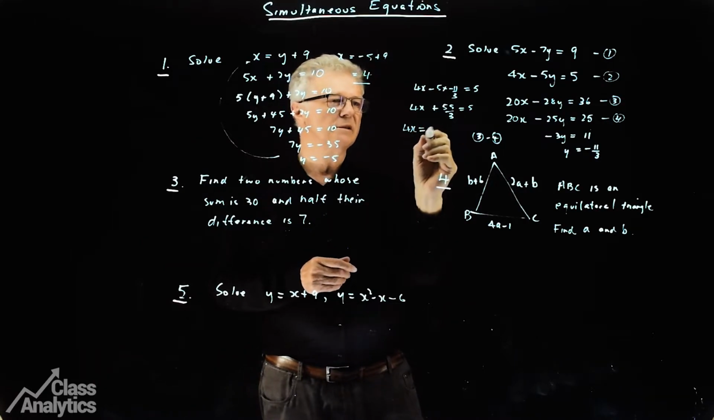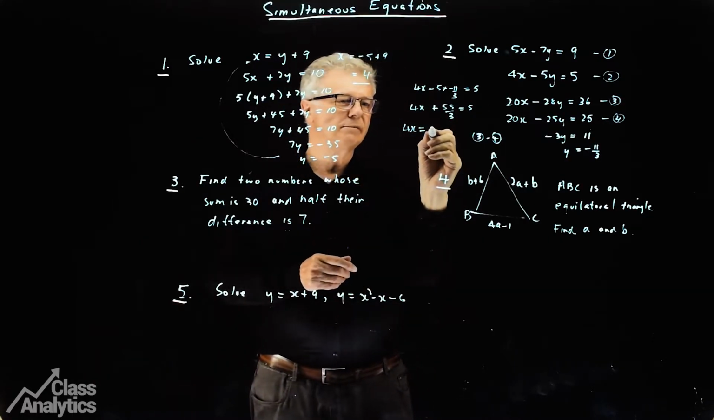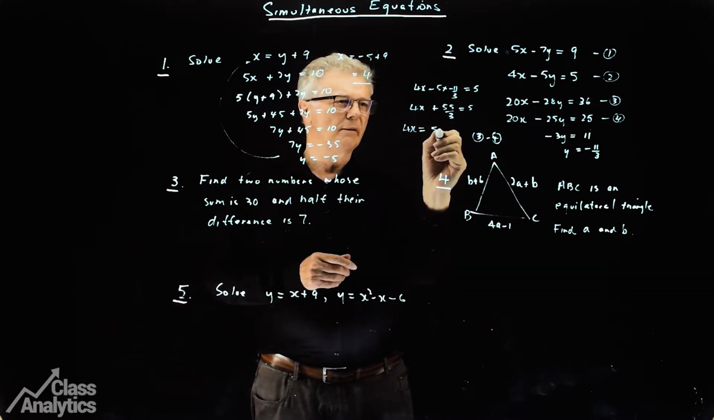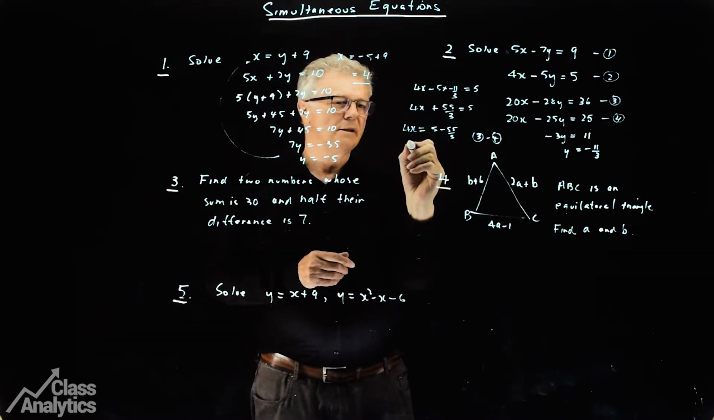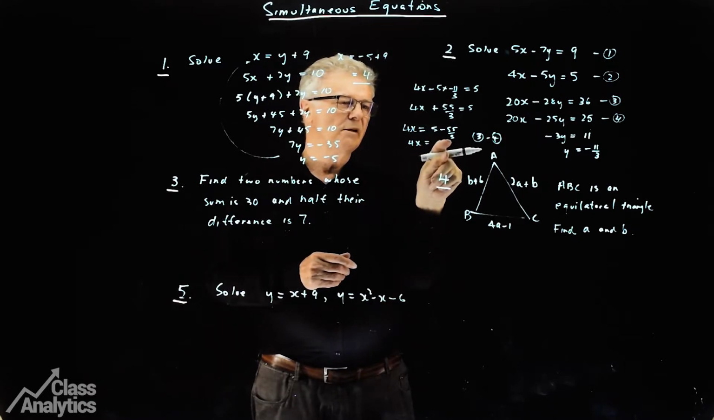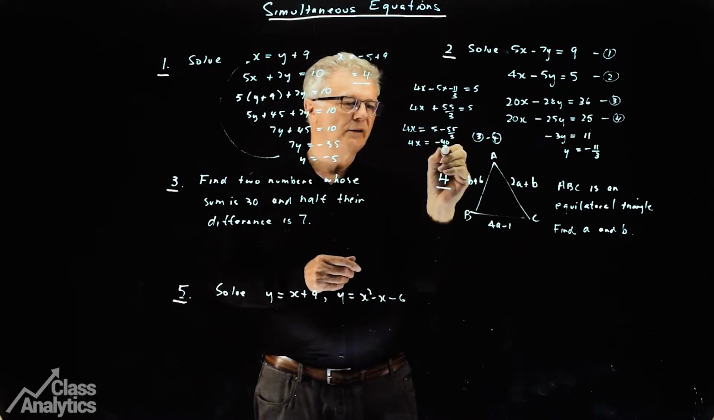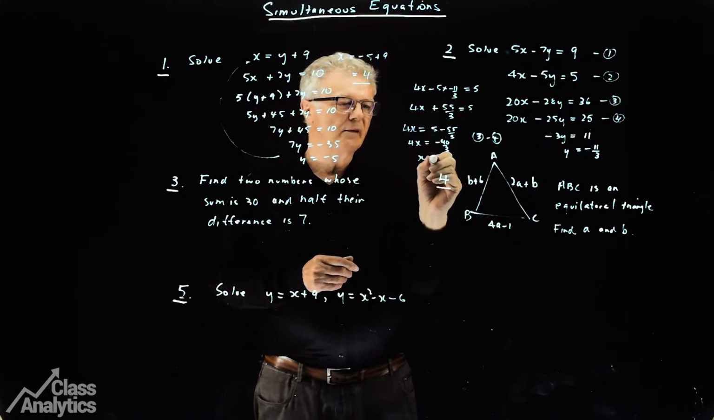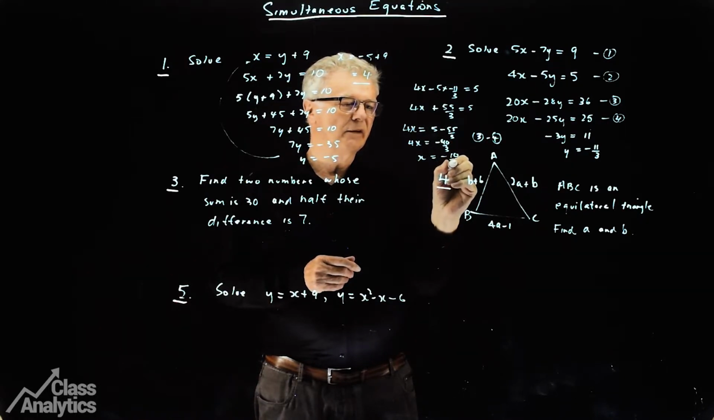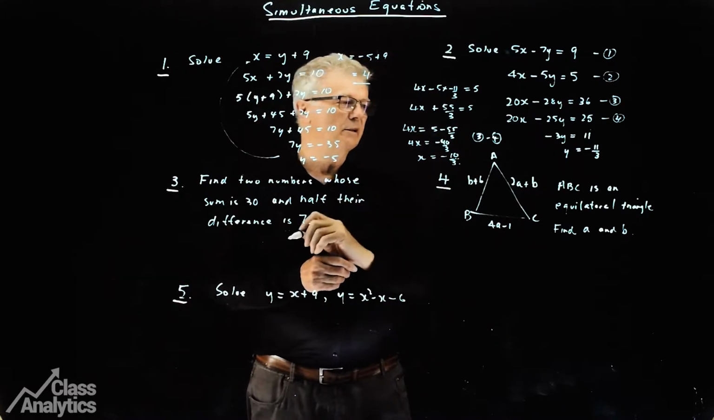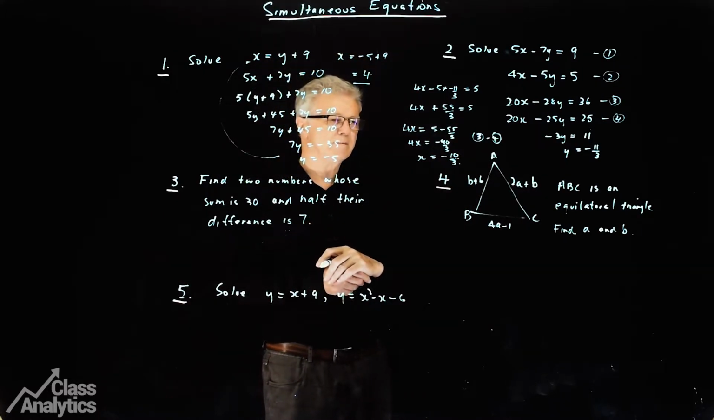4x equals, this will be 5 minus 55 over 3. So 4x equals 3 times 5 is 15. And 15 minus the 55 is going to give you minus 40 over 3. And dividing through, we get x equals minus 10 over 3. So we've got those rather unpleasant fractions.